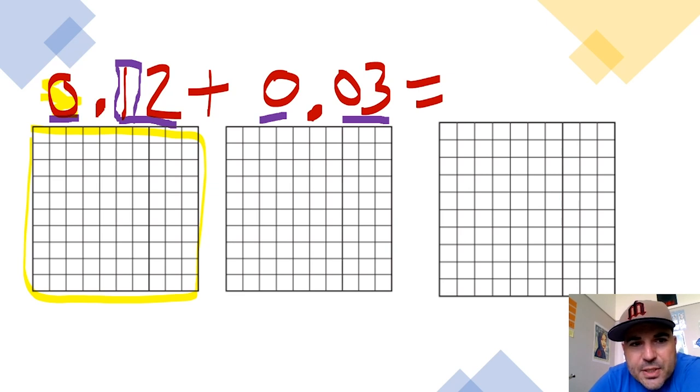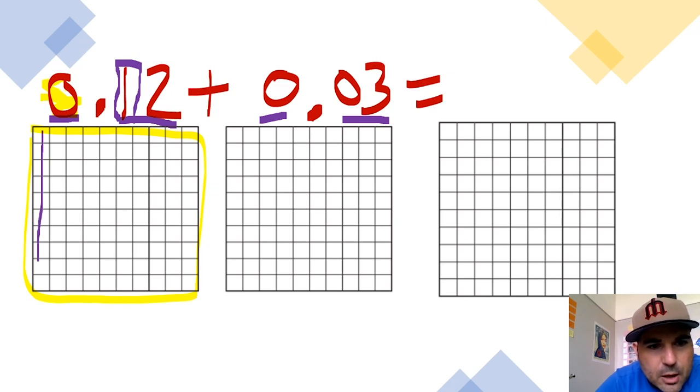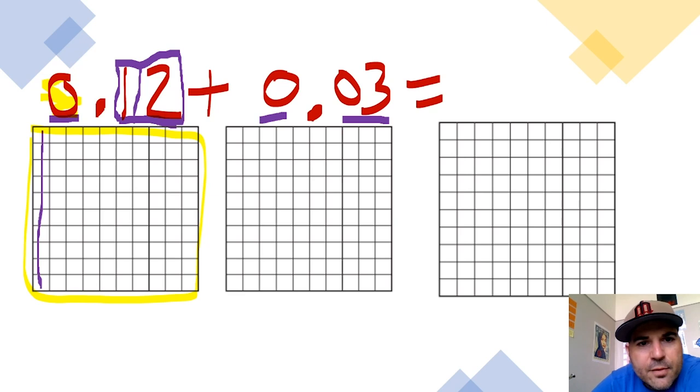And I happen to know that one of these rows right here has 10 smaller squares. So there's 10. The next thing that I need to do is add two more squares out of the 100. So let me do that. One, two. So now I've recognized 12 squares out of the 100.